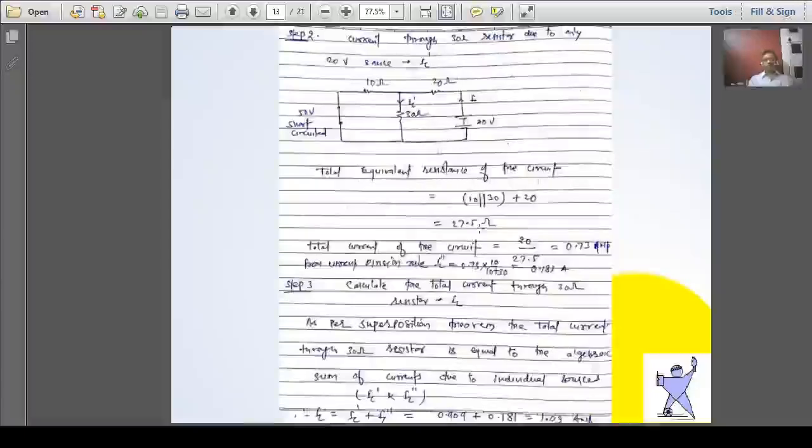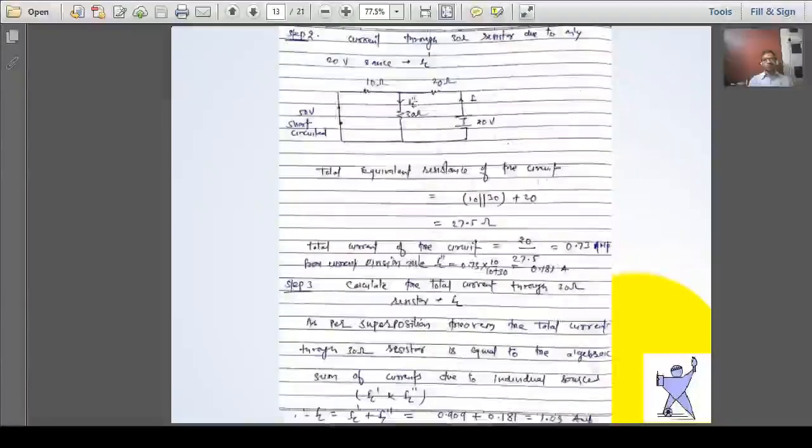Now we are in a position to calculate the total current supplied by this source. The current supplied by this source is V upon R, V is 20 and R is 27.5. It will give you 0.73 ampere. This 0.73 ampere current will flow out of the positive terminal of the 20 volt source.